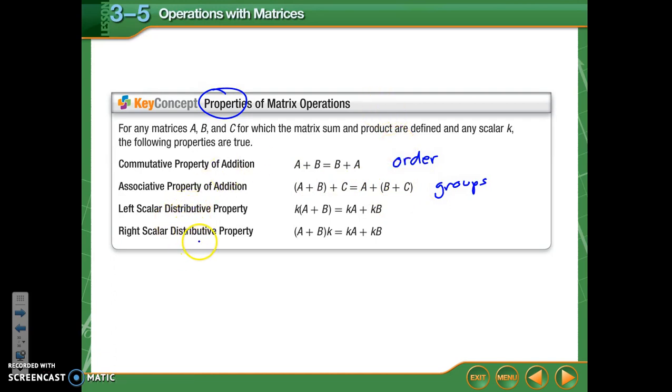The distributive property also works for a scalar, or for a constant, and it works from the left. So if I put my constant to the left and I distribute it to matrix A and matrix B, that's fine. Or I can do it from the right and distribute it to matrix B and matrix A. So distributive property works with scalars, with constants. In a future section, we will see that when I multiply two matrices times each other, things change a little bit.